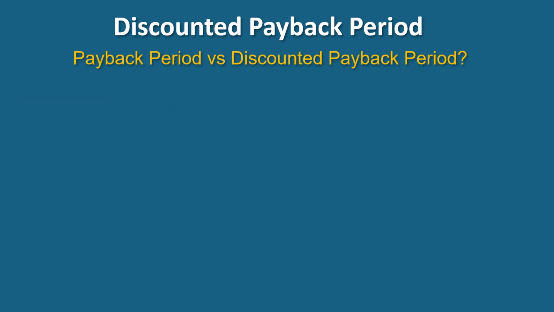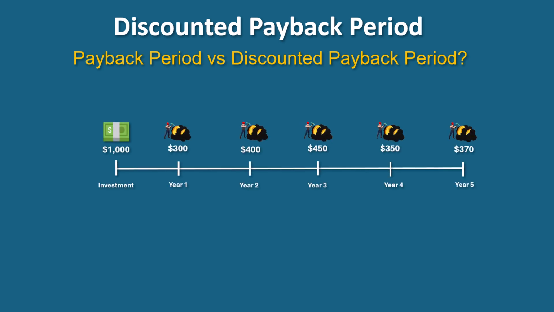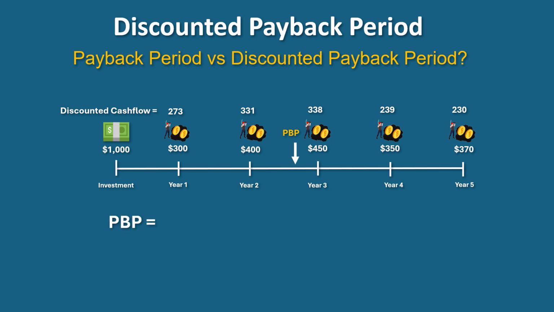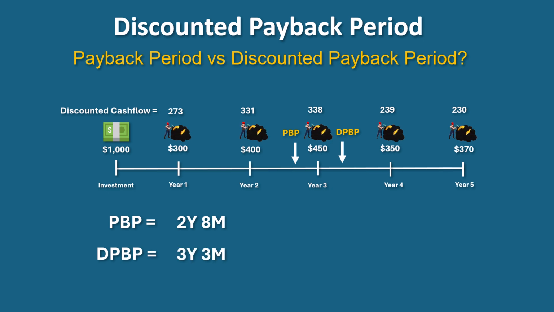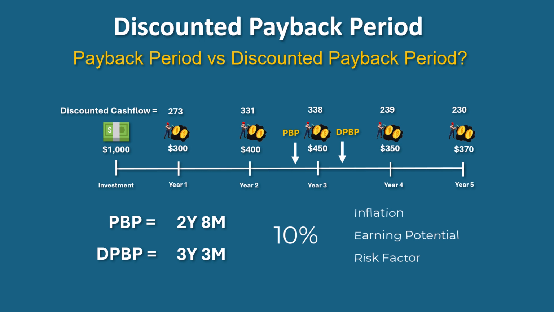Now let's compare payback period and discounted payback period. Without discounting, the payback period was 2 years and 8 months. With discounting, the discounted payback period is 3 years and 3 months. Why the difference? Because we applied a 10% discount rate each year to account for inflation, earning potential, and risk. This makes the future cash flows worth less in today's money, so it takes longer to recover the investment.